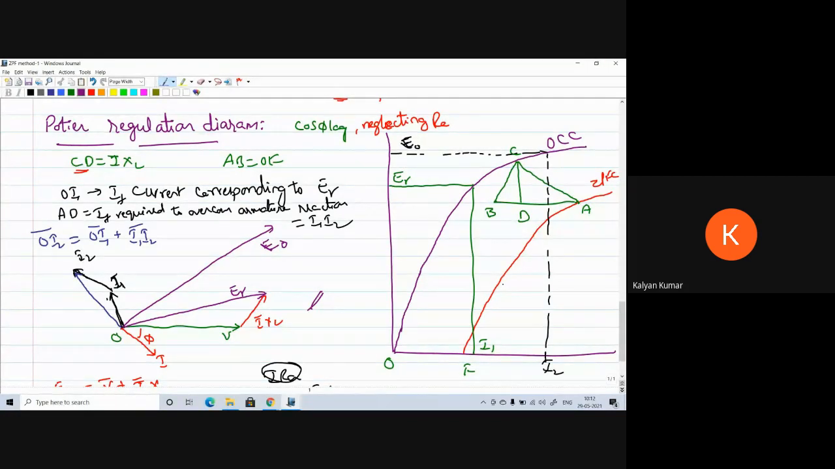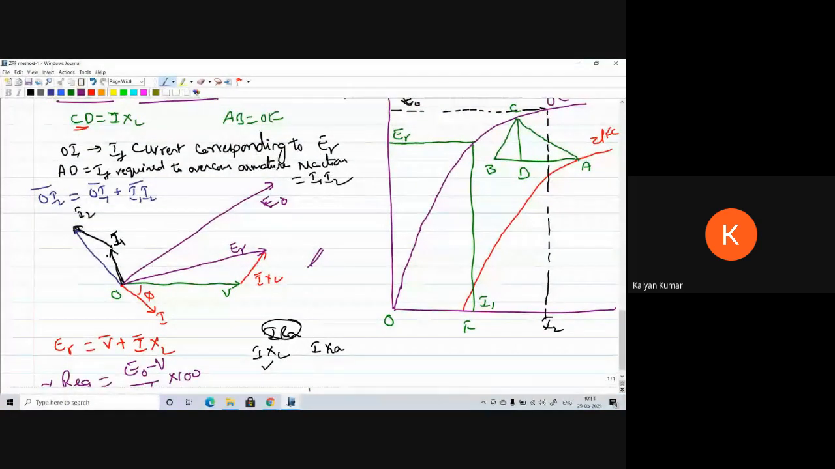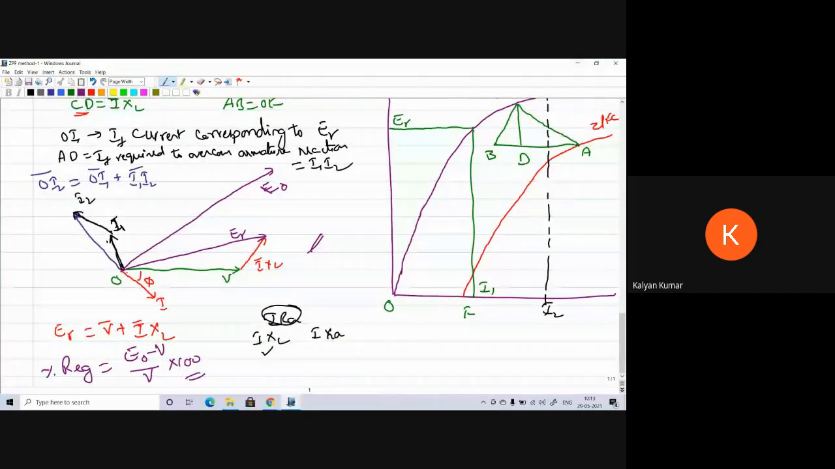After plotting the open circuit characteristics and zero power factor characteristics, we have to draw the Poisson triangle. Once it is plotted, from that triangle we have to get the values of IXL and I1 I2. IXL is represented by this CD and I1 I2 is given by this AD. Once we have IXL drop and I1 I2, then you can get the phasor diagram or Poisson regulation diagram.